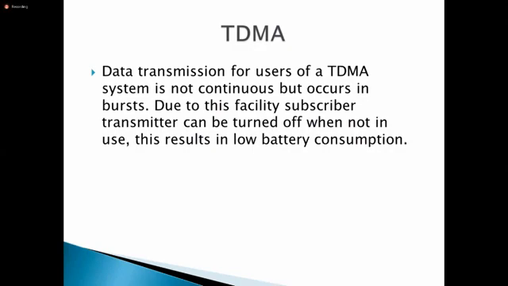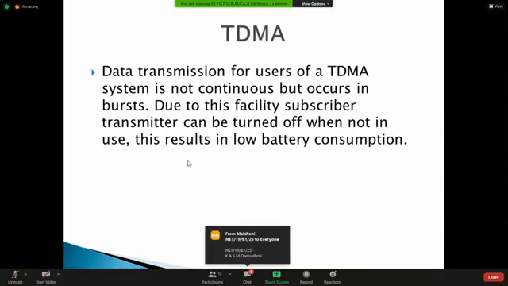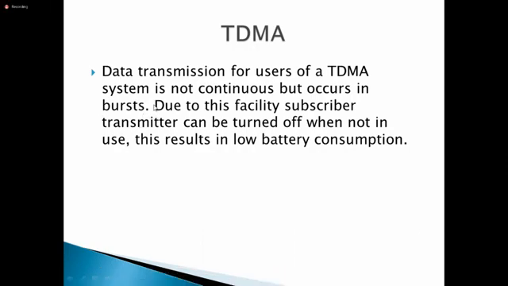Then, data transmission for users of a TDMA system is not continuous but occurs in a burst. Due to this facility, the subscriber transmitter can be turned off when not in use. This results in low battery consumption. Now it will occur in bursts. That means transmission can happen in bulk. So when it is not transmitting, the subscriber transmitter can be turned off, and that way the battery consumption will be saved. How is the battery consumption effective in TDMA transmission?